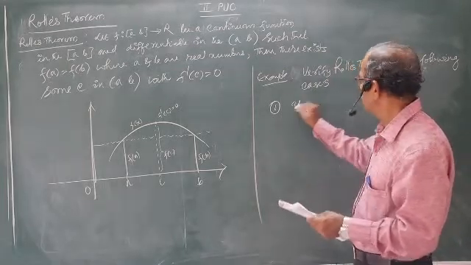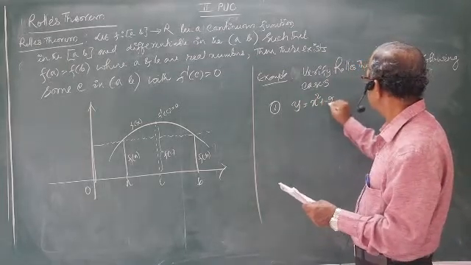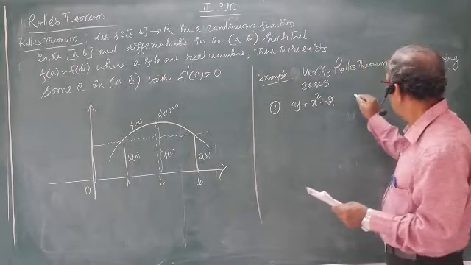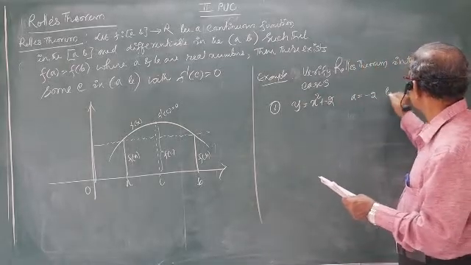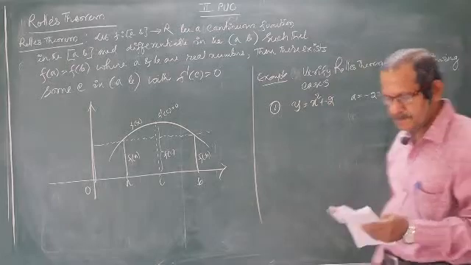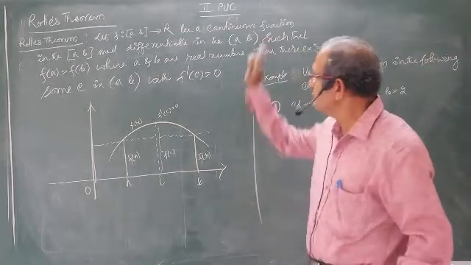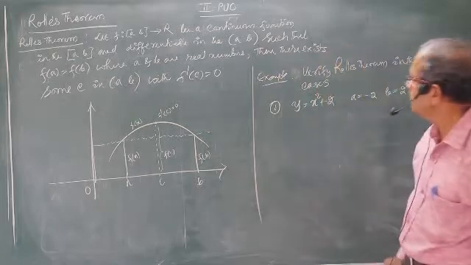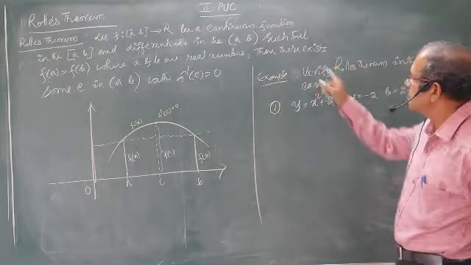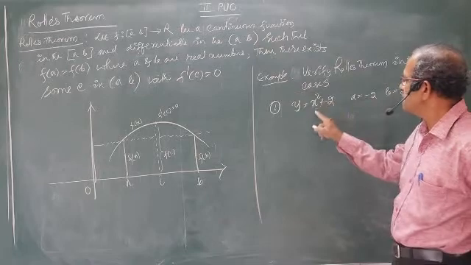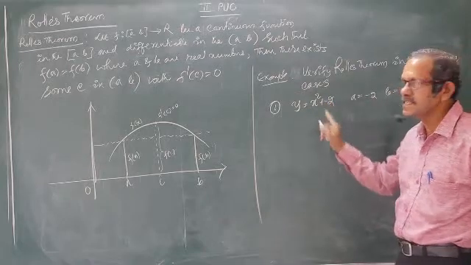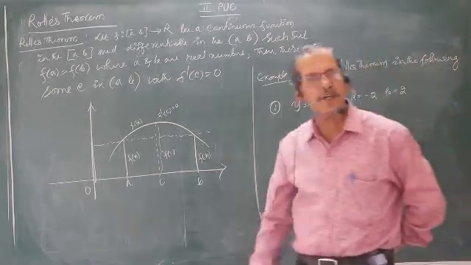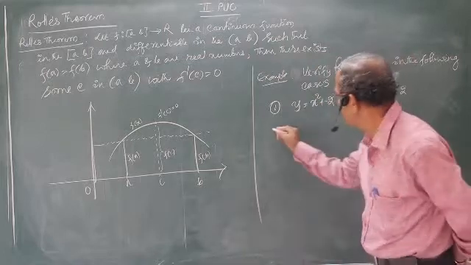y equal to x square plus 2, a equal to minus 2, b equal to 2. No proof is required. Only you have to verify it. How to verify? You have to state one by one. f is a quadratic, which is always continuous. You know that, no? So you write that straight away.